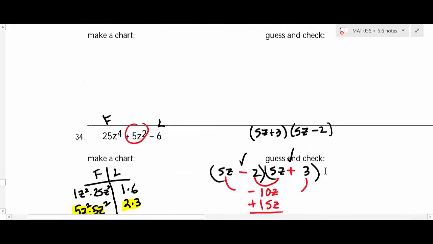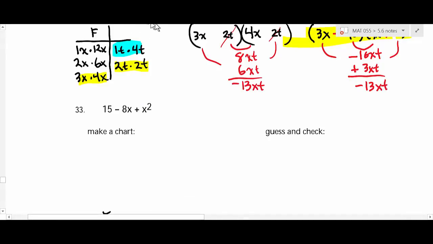Okay, let's go back up to this one right here. Now this one right here you can actually do, you don't really have to do a chart on this. I'm going to go ahead and do it though. And I'm just going to leave that as the first term and that as the second term. Okay, like that. So for the first term we could have 1 times 15 or we could have 3 times 5. For the last term we only have one possibility. And if we have that, then we don't really have to do trial and error.